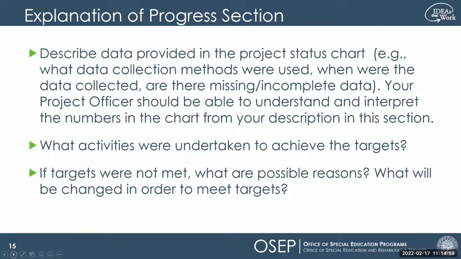Describe the data provided. For example, what data collection methods were used when the data was collected and where missing or incomplete data is or what might be. And this is again in explanation of the progress. Your project officer should be able to understand and interpret the numbers in the chart from your description in this section. Include what activities were undertaken to achieve the targets, if targets were not met, and what were the possible reasons. Also include what will be changed in order to meet targets.